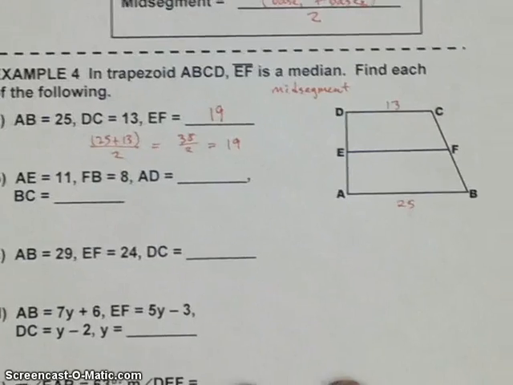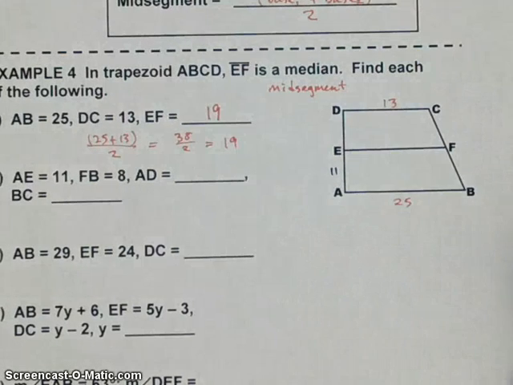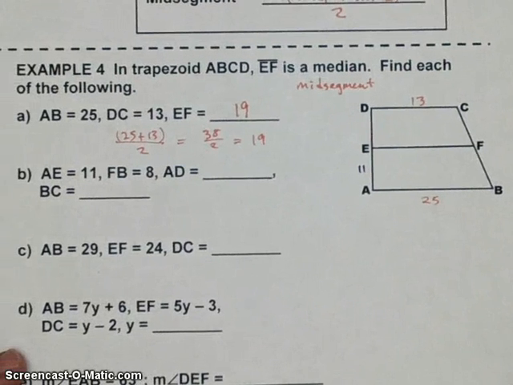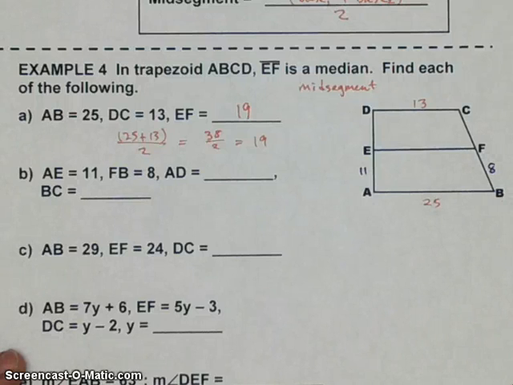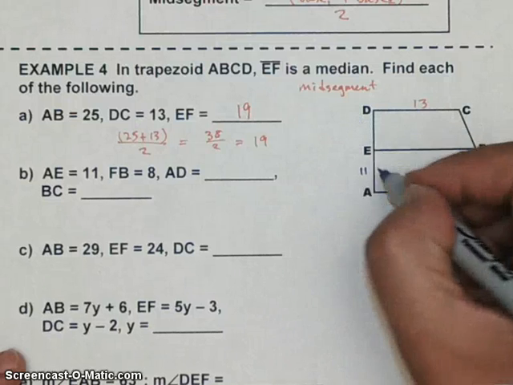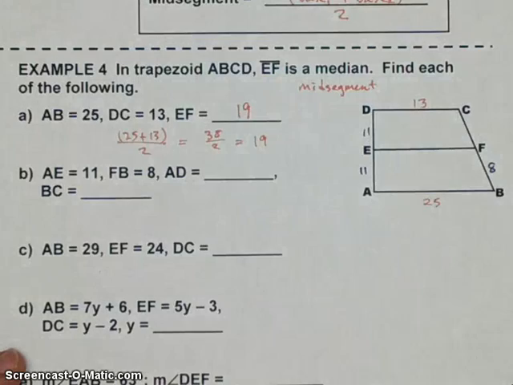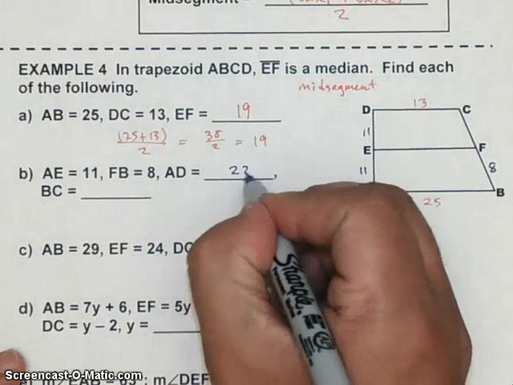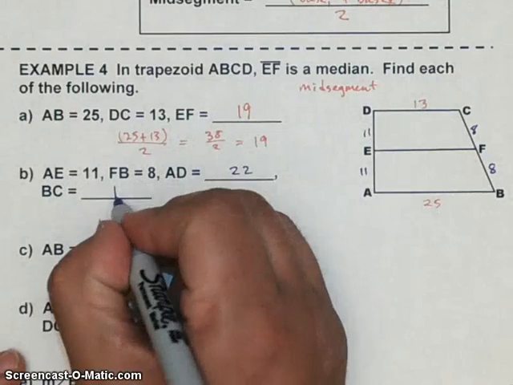Right. Next example. If I know that AE is 11 and FB is 8, what is AD? All right. Well, because this is a midsegment, if AE is 11, DE is 11, which makes AD 22. And if BF is 8, FC is 8. So BC is going to be 8 plus 8, which is 16.